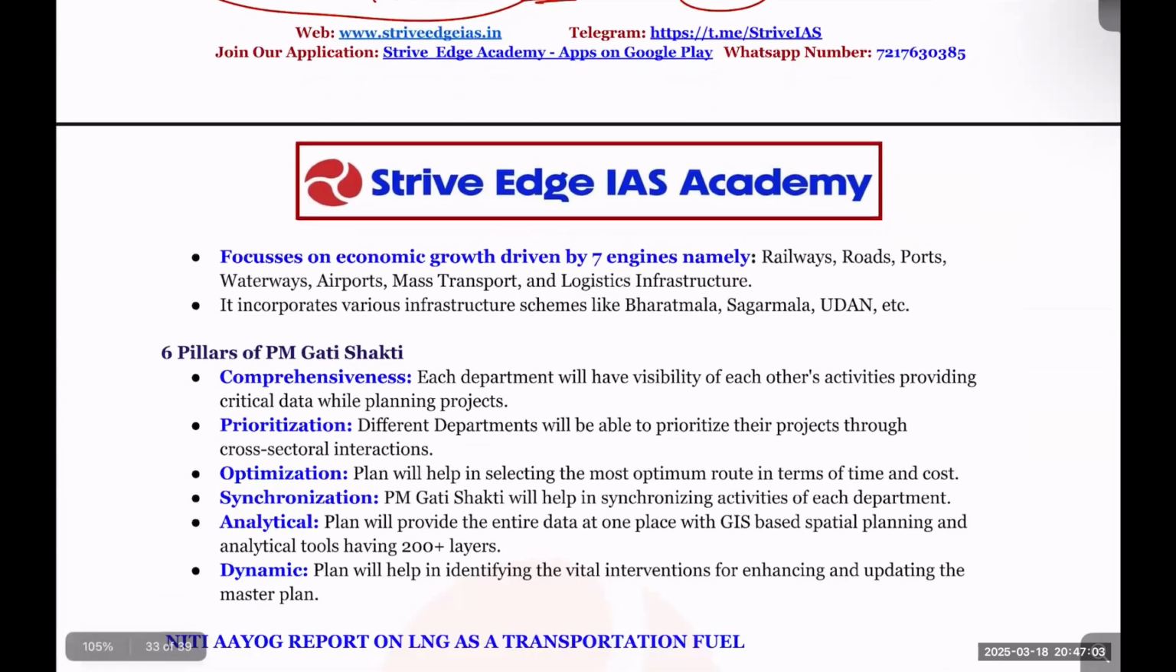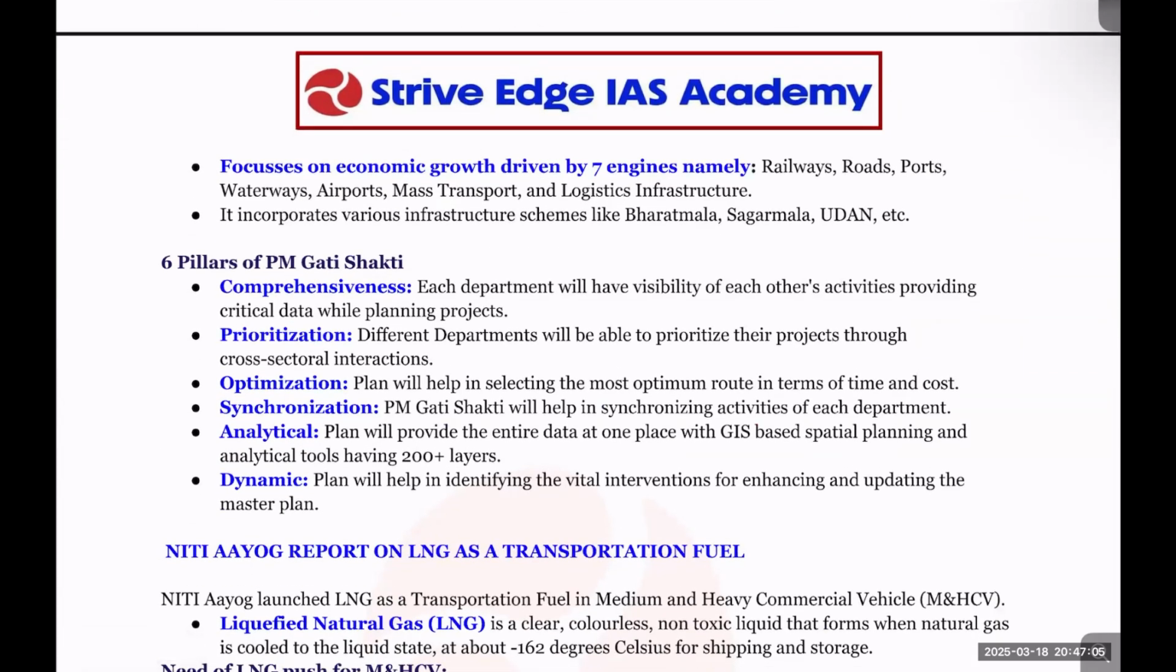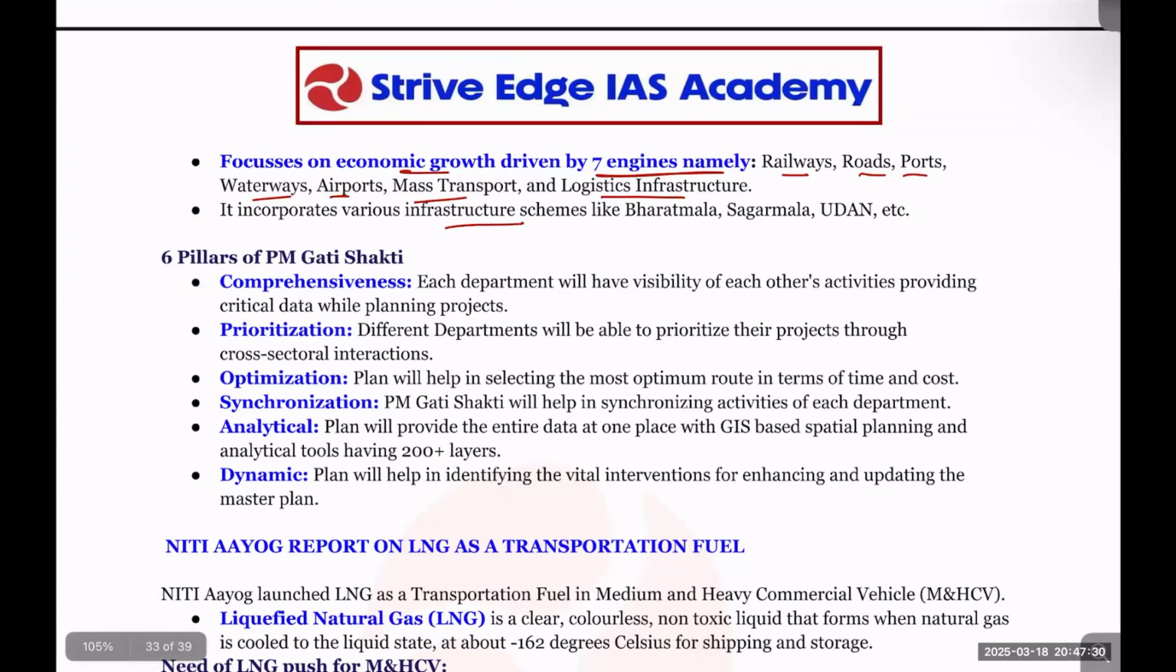Now, PM Gati Shakti also focuses on economic growth driven by seven engines, namely railways, roads, ports, waterways, airports, mass transport, and logistics infrastructure. So these are the seven growth engines that PM Gati Shakti focuses upon in order to increase the economic growth of India and achieve the goal of a $5 trillion economy by 2025. It also covers various infrastructure initiatives like Bharatmala, Sagarmala, and Udaan. It sits at the intersection of all those three.